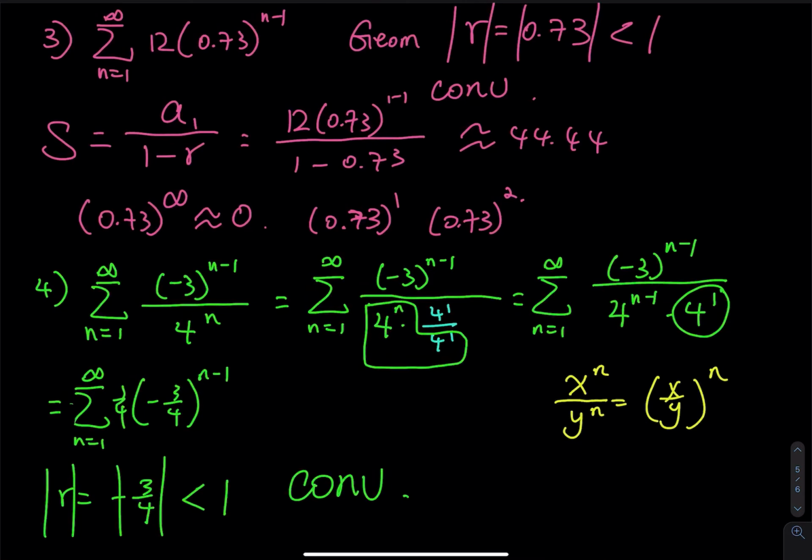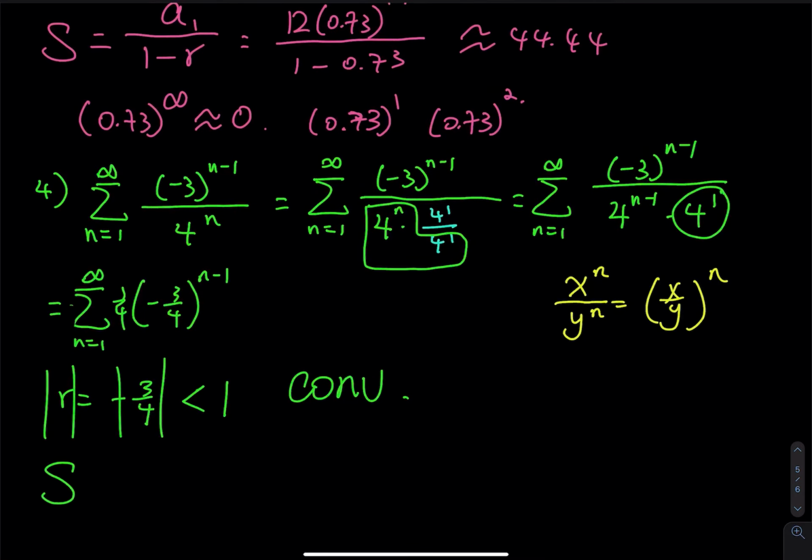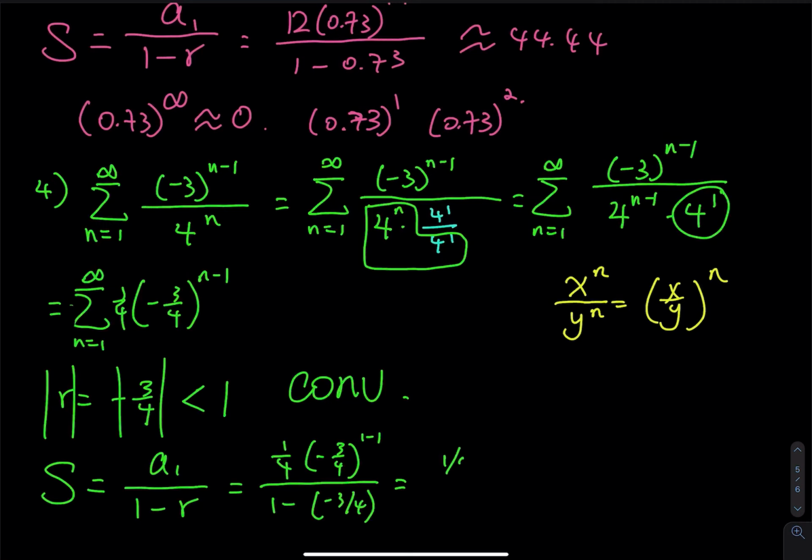Converges to what? The sum is equal to the first term divided by 1 minus r. The first term is what you get when you plug in a 1, because the series starts at 1. So 1 over 4 times negative 3 over 4 raised to 1 minus 1, divided by 1 minus negative 3 over 4. If you clean up the math, the top is 1 over 4, the bottom is 7 over 4. So you have 1 over 7. That is the sum of the series.